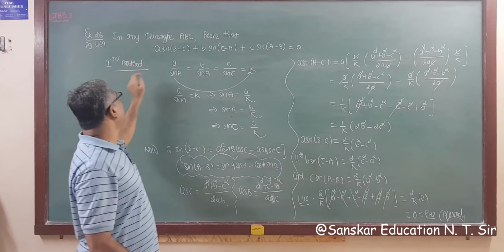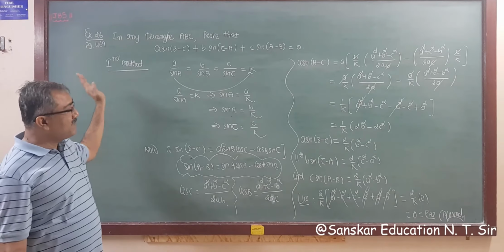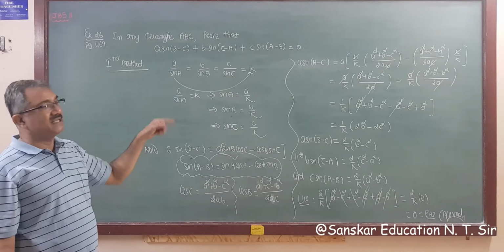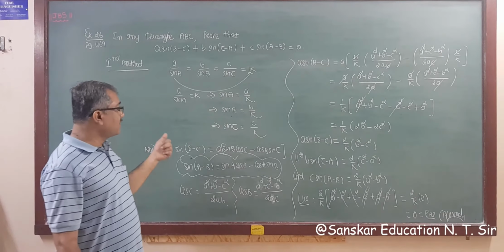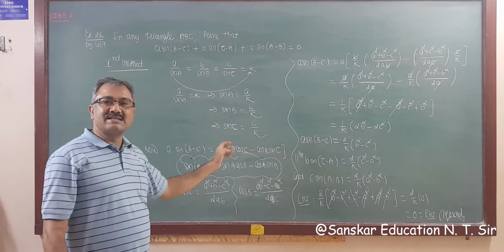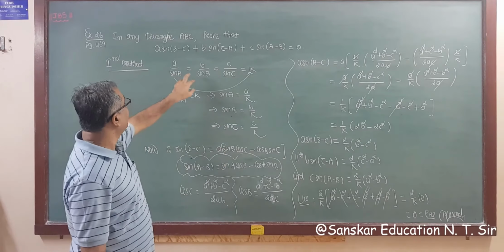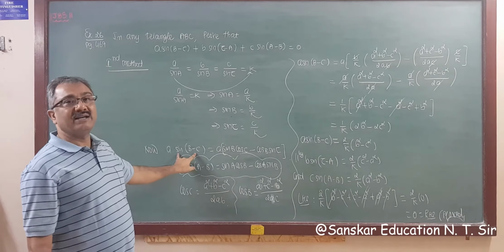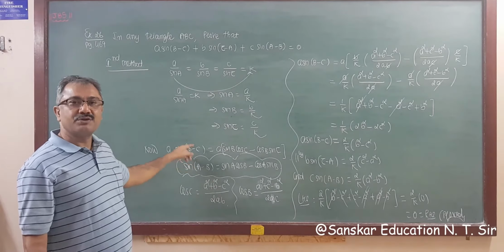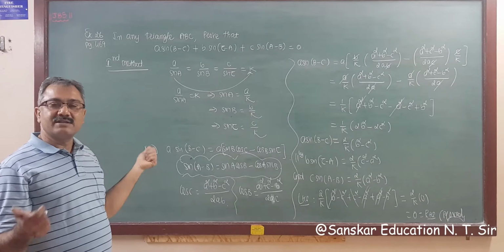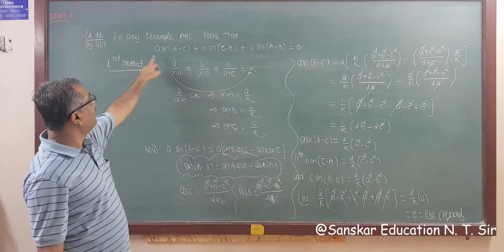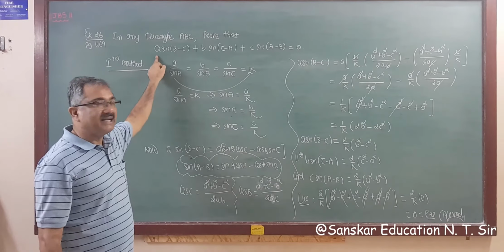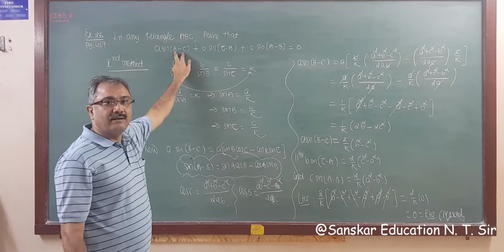So as we did in the first method, it is better to solve it this way, right, because otherwise you have to apply 3 formulas: cos as well as sin as well as this formula of sin A minus B, right? So instead of doing all this, just remember, simplify for small letters, that is for sides, not for angles.